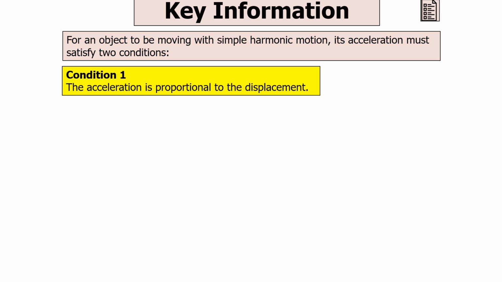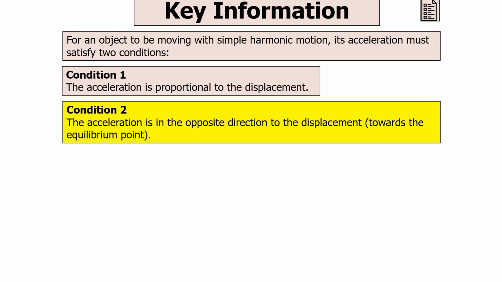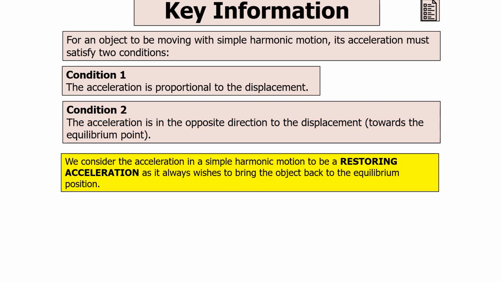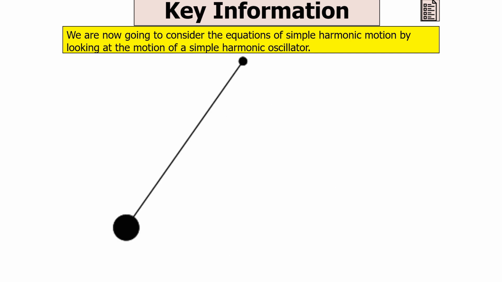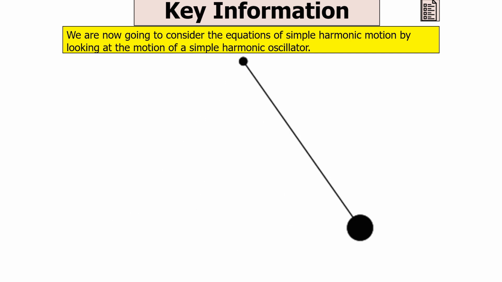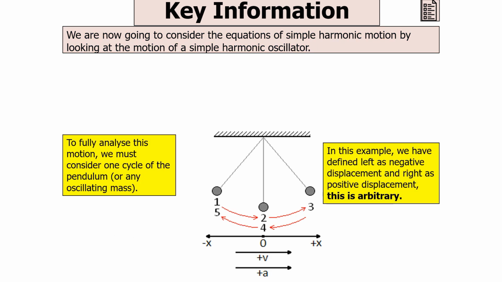Firstly, the acceleration is proportional to the displacement. And secondly, the acceleration is in the opposite direction to the displacement, towards the equilibrium point. So we can consider the acceleration in simple harmonic motion to be a restoring acceleration, as it always wishes to bring an object back to the equilibrium position. We're now going to consider the equations of simple harmonic motion by looking at the motion of a simple harmonic oscillator. Now to fully analyse this motion, we must consider one cycle of a pendulum or any oscillating mass.